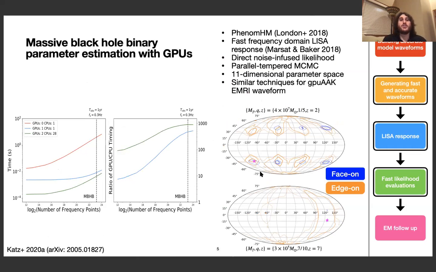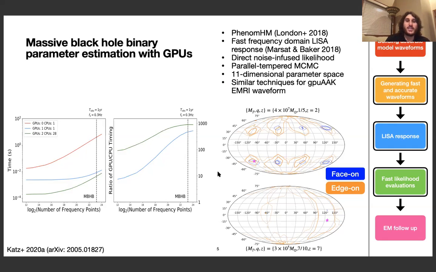Now, another project we did with GPUs is understanding massive black hole binary parameter estimation. To do this, we implemented the phenom-HM waveform with 6 higher order modes and aligned spins on the GPU, as well as implementing the fast frequency domain LISA response and a direct noise infused likelihood also in CUDA on the GPU. A direct noise infused likelihood effectively just means that we are doing a direct simplistic dot product with no approximations on a data stream that has noise in it, forcing us to have a large number of Fourier bins, upwards of millions or 10 million points or so, depending on the binary mass.